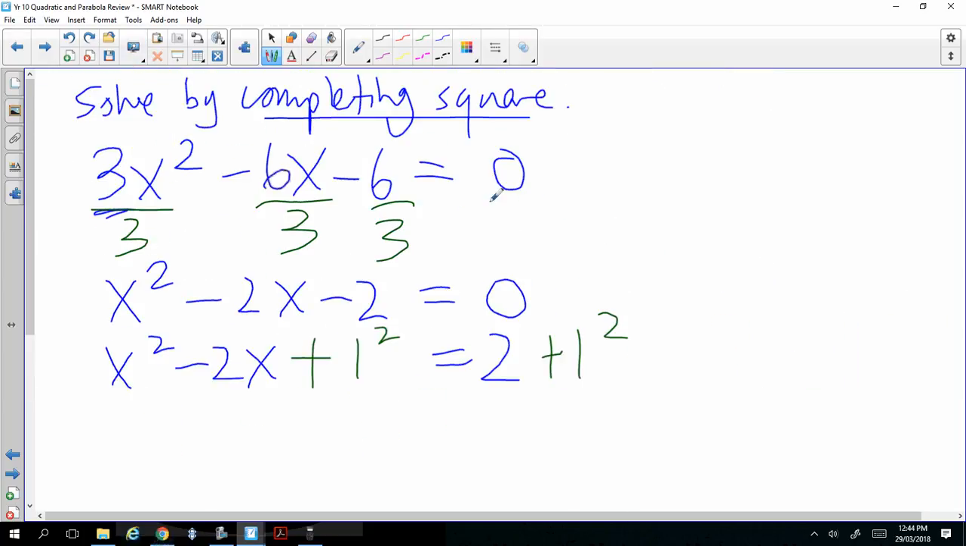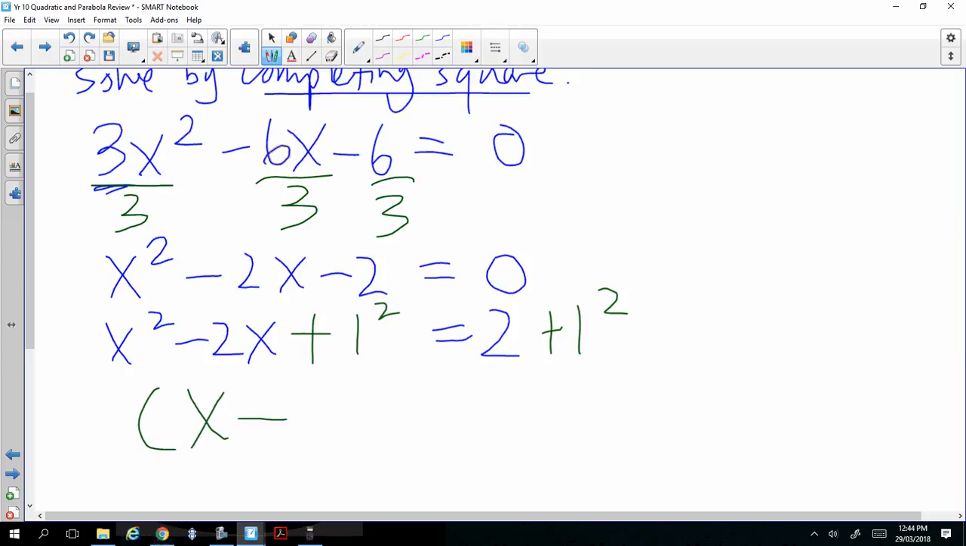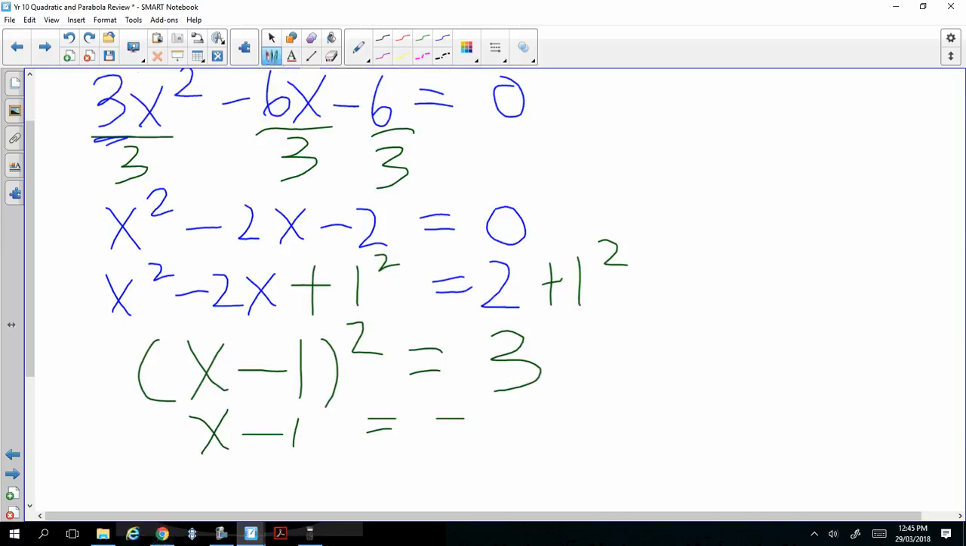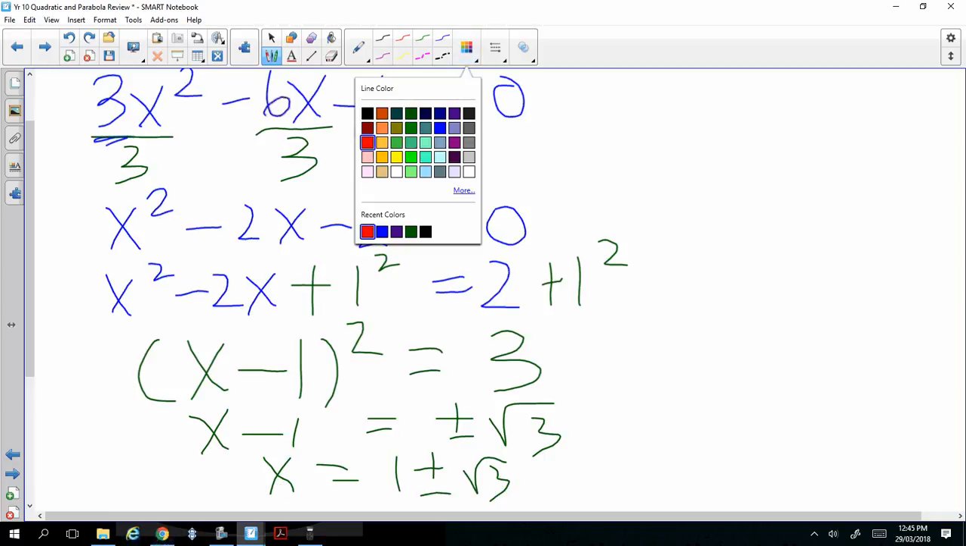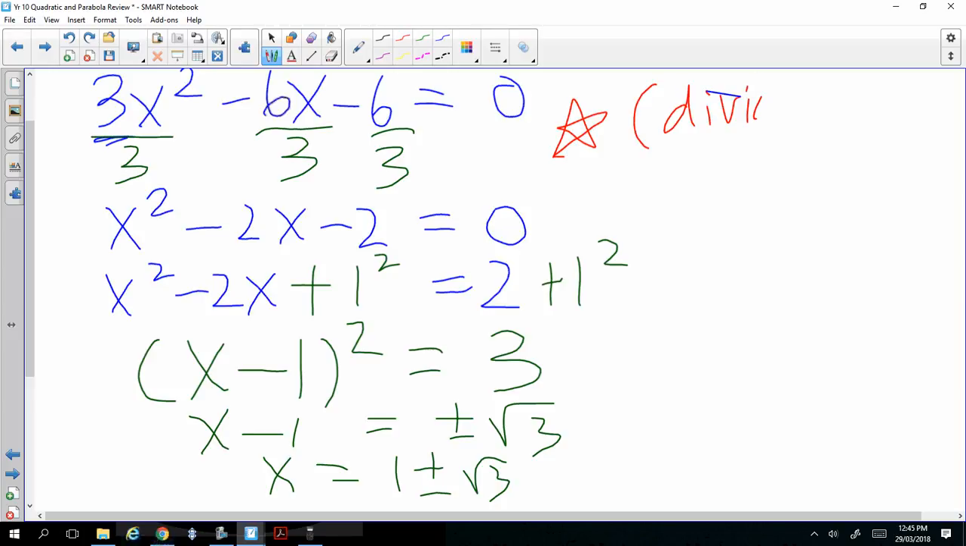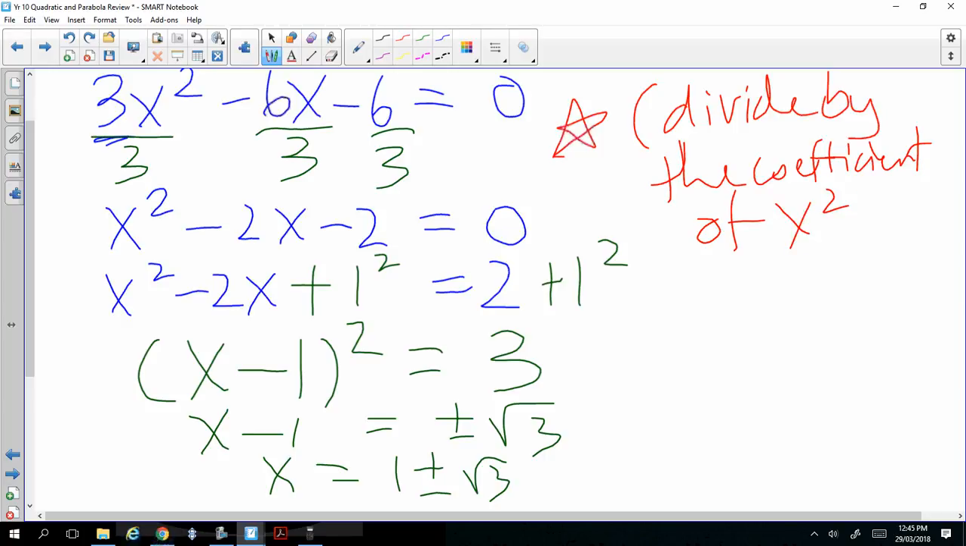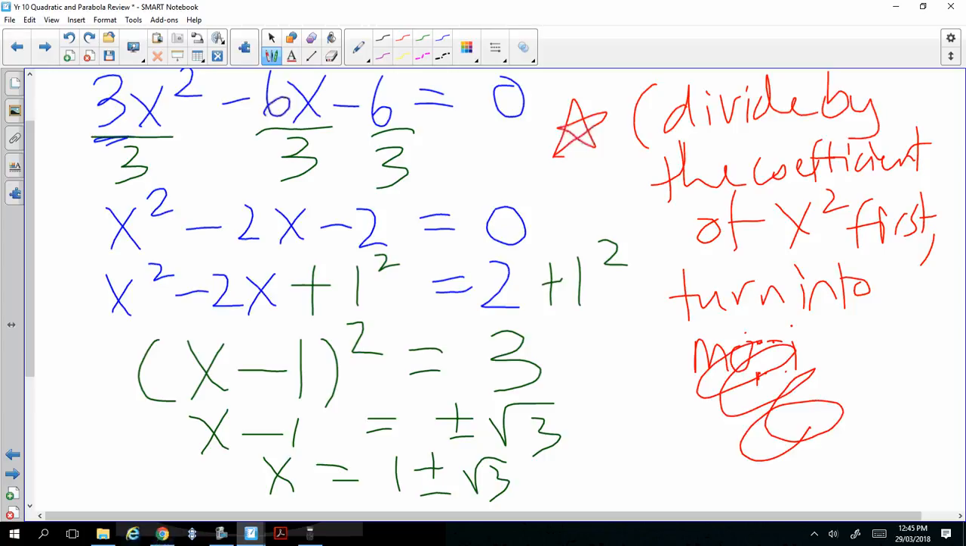So be careful of this step. What you need to do is divide by the coefficient of x squared first to turn it into monic. Okay, good. Alright, any questions?